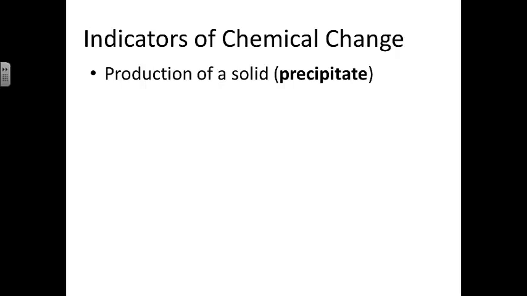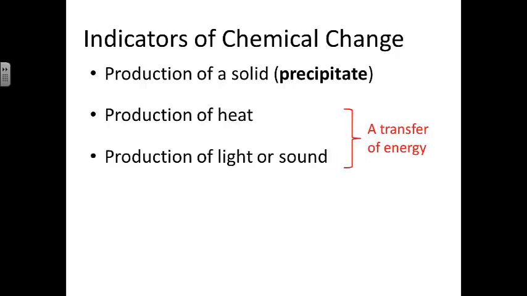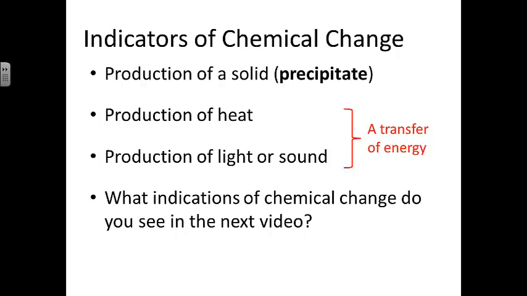It is said to precipitate out of solution. Also, you may have production of heat in a chemical change, or production of light or sound as a chemical change takes place. Now, these things don't have to indicate a chemical change, just as a color change does not have to indicate a chemical change, but it is an indicator that there's a good possibility, so you might want to look at other things and see if you think a chemical change has taken place.